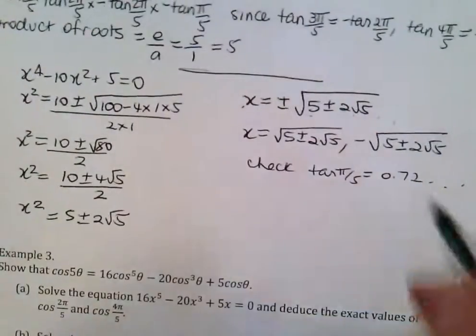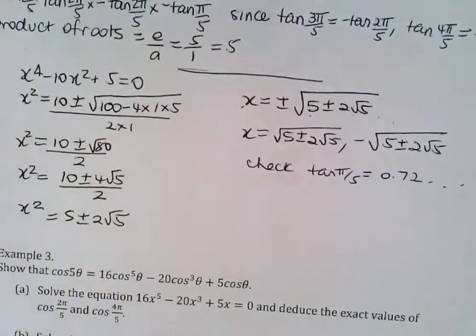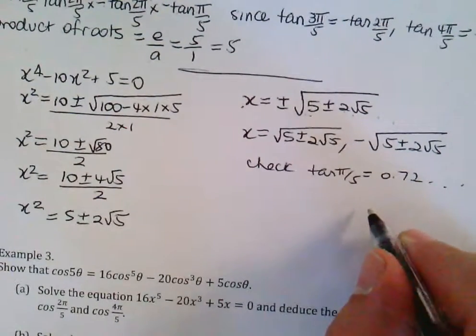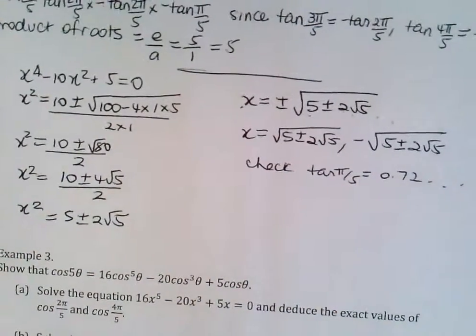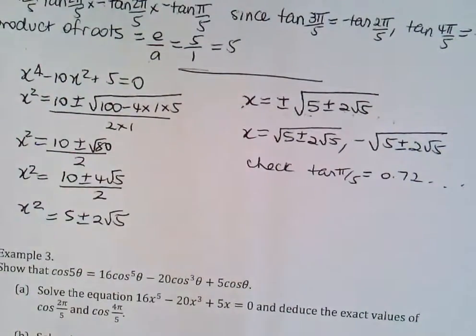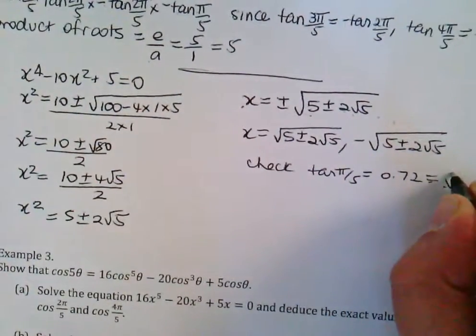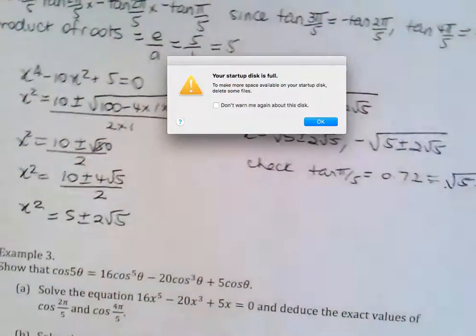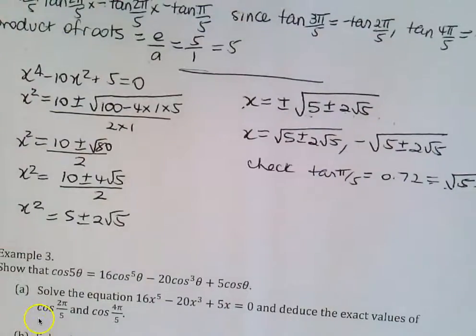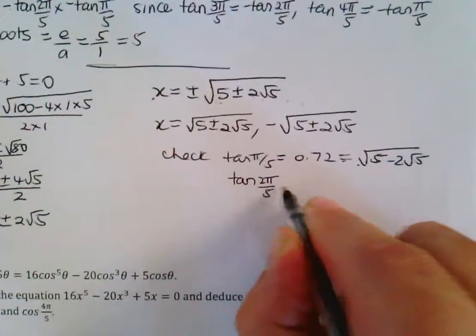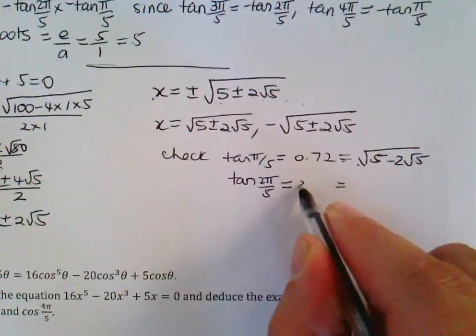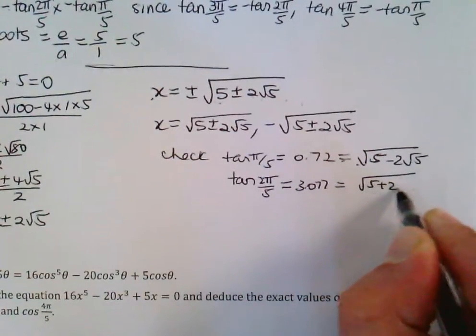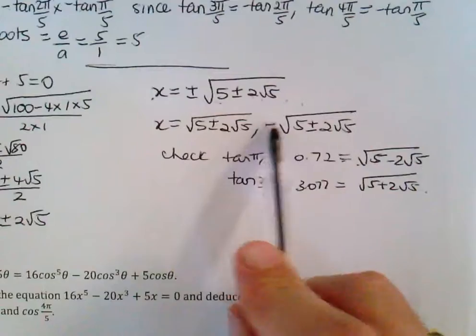Etc. Now, can you just work out the square root of 5 plus 2 root 5? Do 5 plus 2 root 5 first and then square root it. Do 5 minus 2 root 5, get an answer and square root it. That's it. So notice that that is equal to square root of 5 minus 2 root 5. And I'd say that the tan 2 pi on 5 is the other one. 3.077 is the root 5 plus 2 root 5. And of course the negative ones would be the other two.